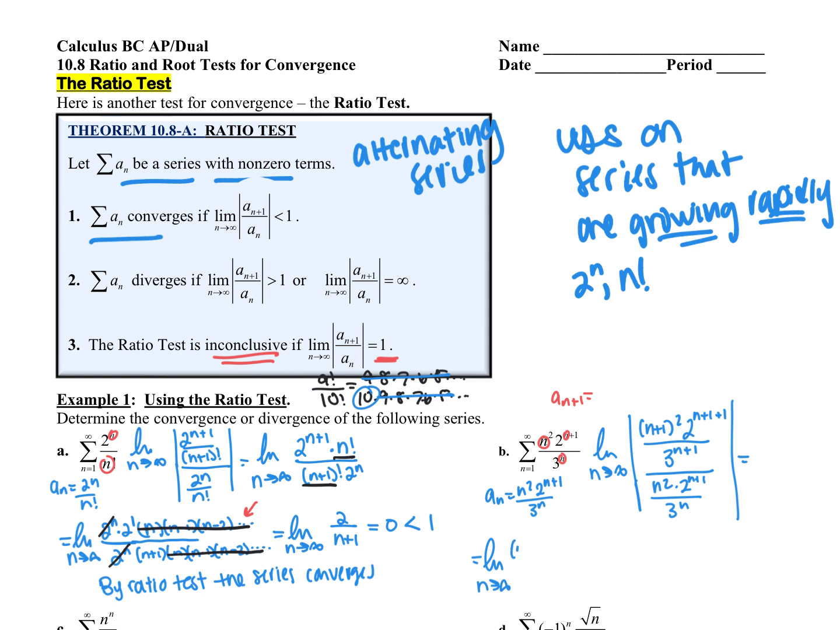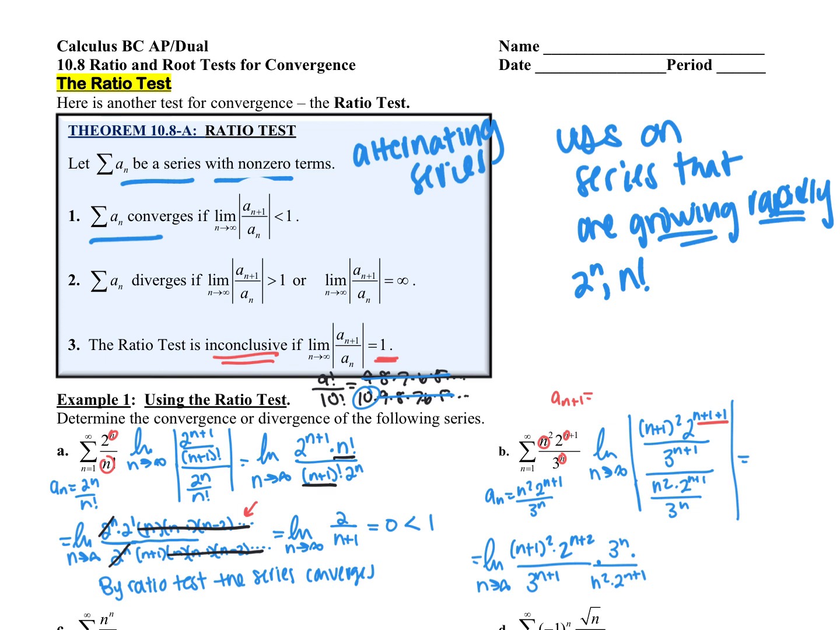So we'll have n plus 1 squared in the top times 2 to the n plus 2. We'll go ahead and combine these terms right here. In the bottom, we'll have 3 to the n plus 1. And then we'll multiply by 3 to the n. And then in the bottom, we'll have n squared times 2 to the n plus 1.